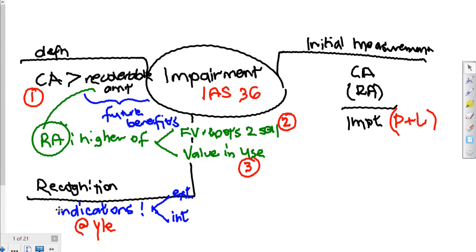Okay, so we're going to have a look at a practice question. Before we get there, let me just talk about these calculations.